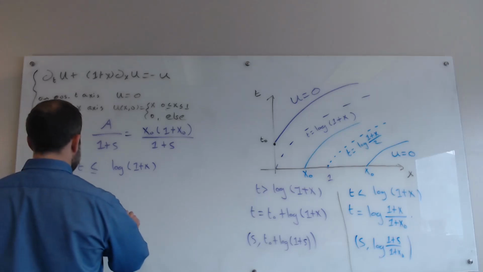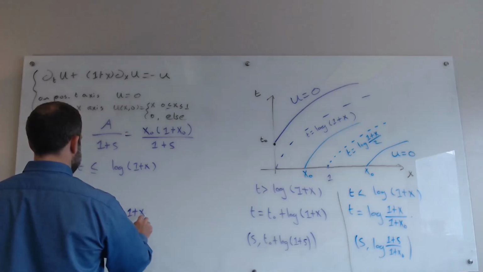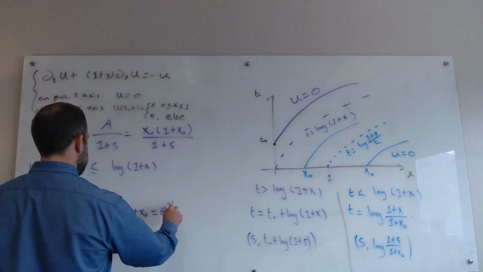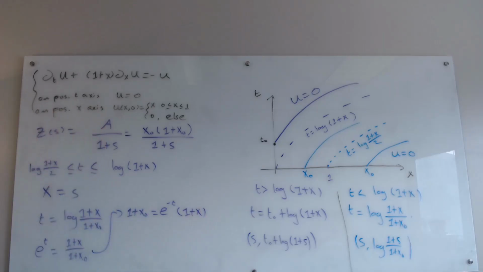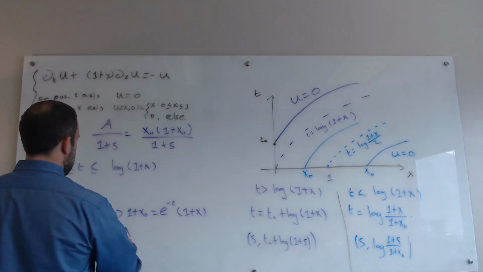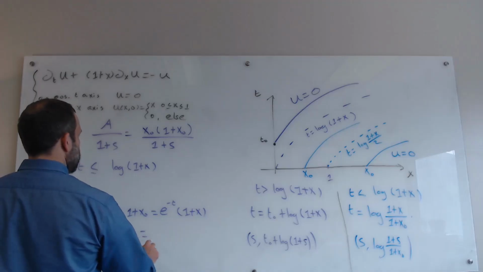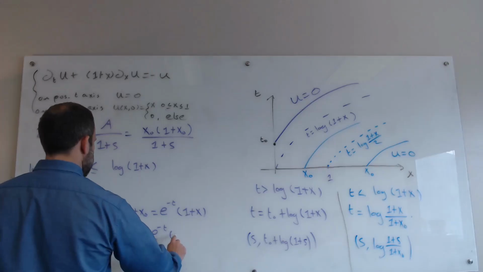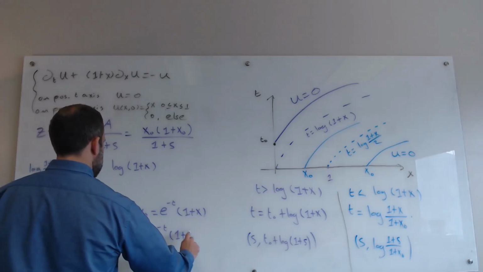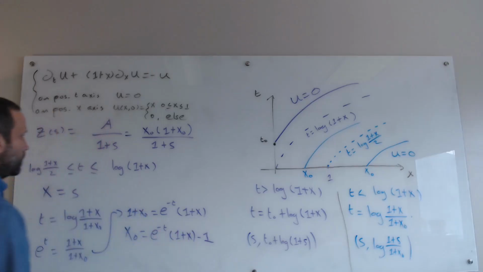If I multiply both sides by 1 plus x naught, and divide by e to the t, I'm going to have 1 plus x naught equals e to the minus t times 1 plus x. And then again, I want x naught, so I'm going to subtract 1 from both sides, and I've got x naught is equal to e to the minus t times 1 plus x minus 1.